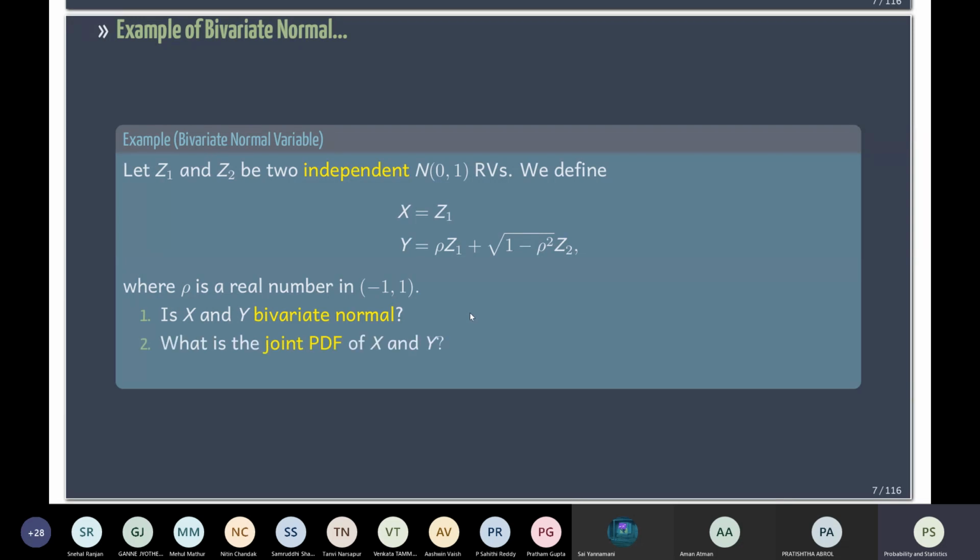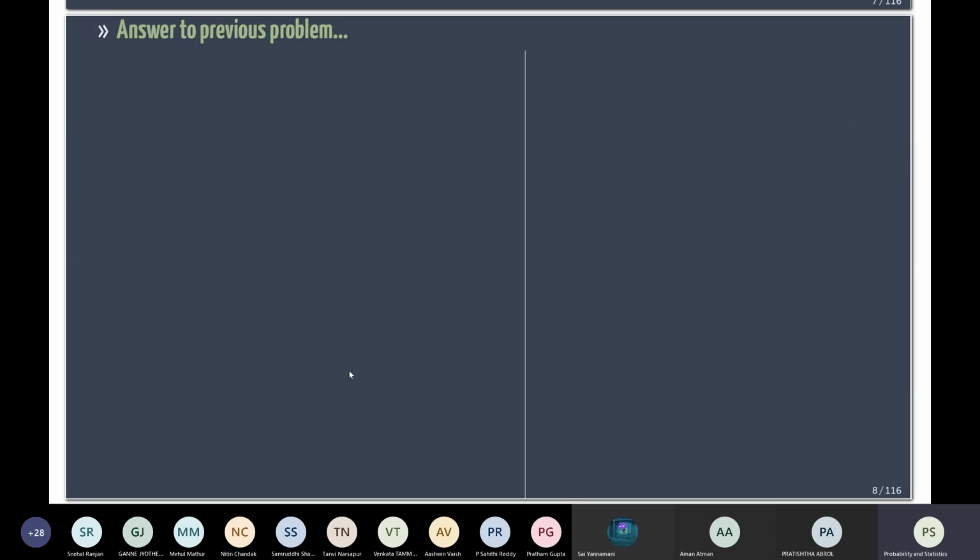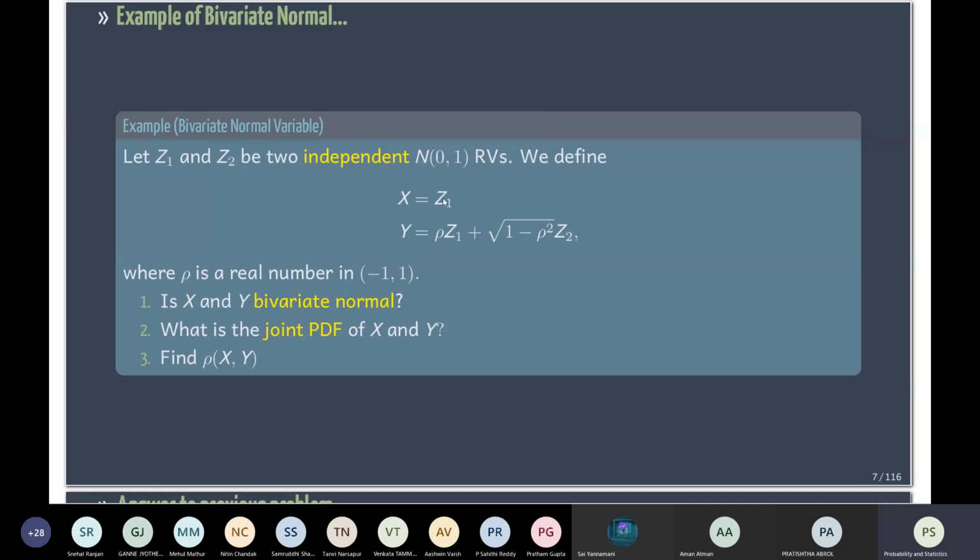Another question: what is the joint PDF of X and Y? Obviously they are related, and then find the correlation of X and Y, given the way I have defined X and Y in this form. So what could be the correlation of X and Y? Let us see with this example or fact. This perhaps will give us a method of how to obtain bivariate normal, just starting with a standard normal.